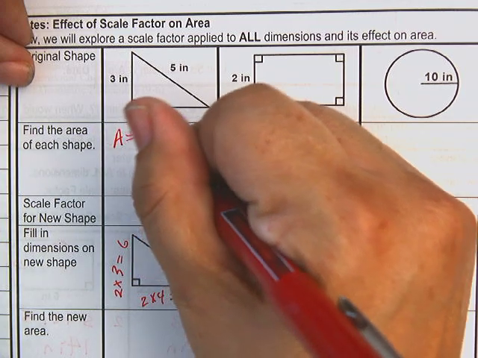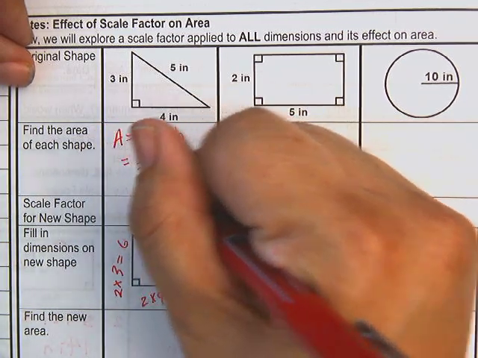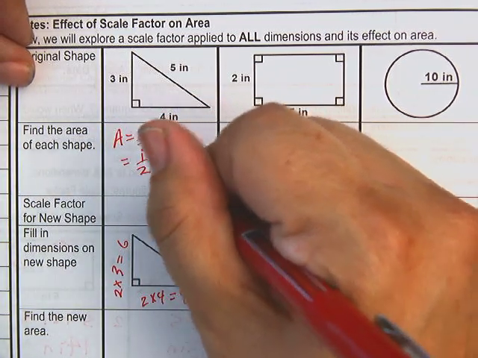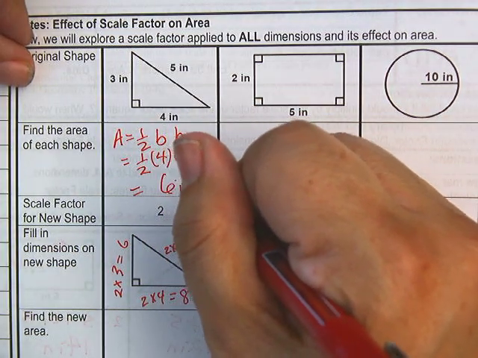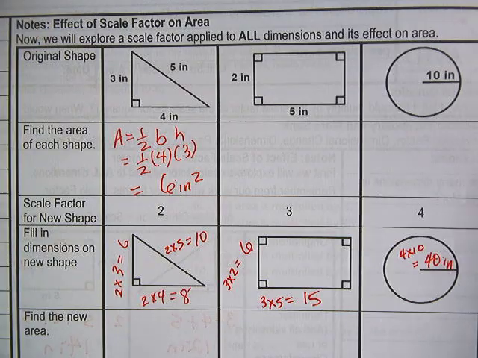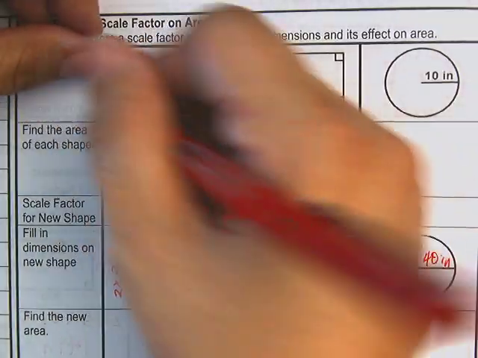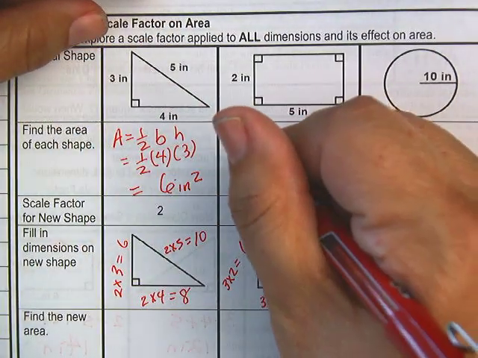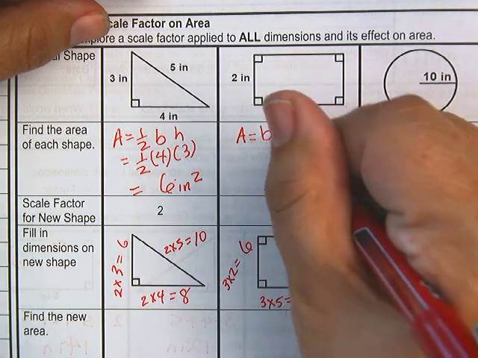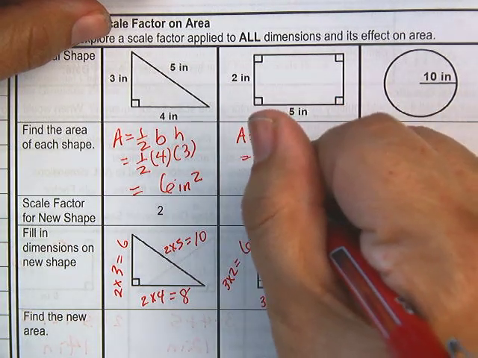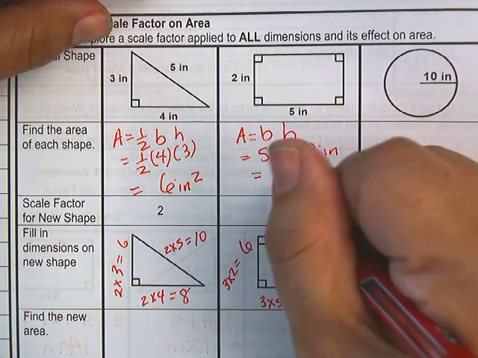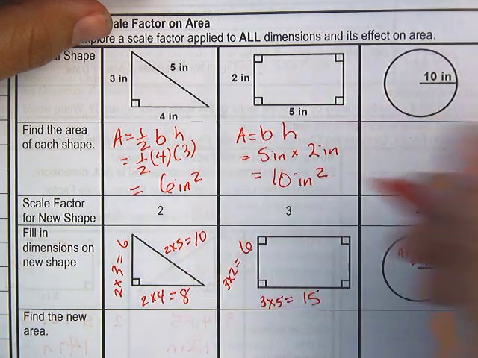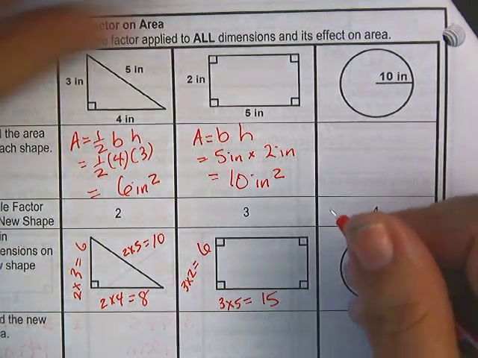Area for a triangle is 1/2 base times height. So in this case, it should be 1/2 times 4 times 3. 12, half of that, 6 inches squared. All right, 6 inches squared, because it's inches by inches. Area for a rectangle, pretty straightforward, base times height, 5 inches times 2 inches, or 10 inches squared.